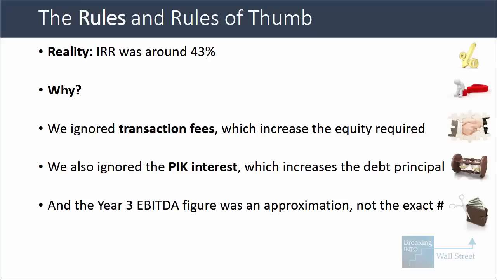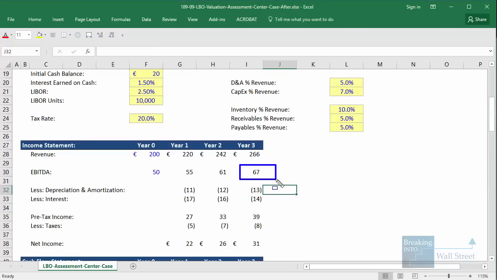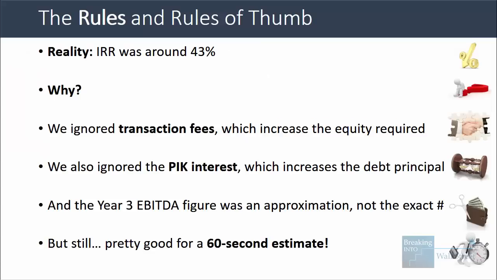And then finally, the year 3 EBITDA figure was an approximation. It wasn't the exact number, so we were also off in that sense. And if you look at this, you'll see that the actual EBITDA was around 67 million, not 70 million. So we are a little bit off, but this is still pretty good for a 60-second estimate.